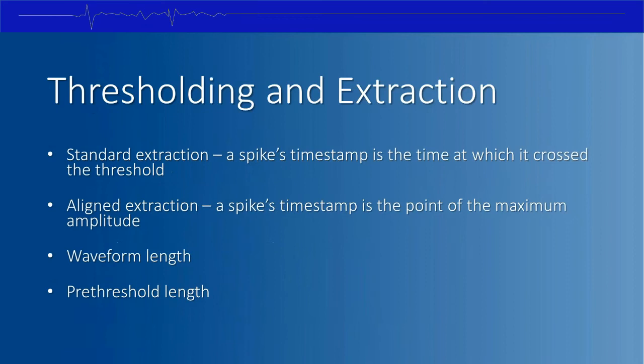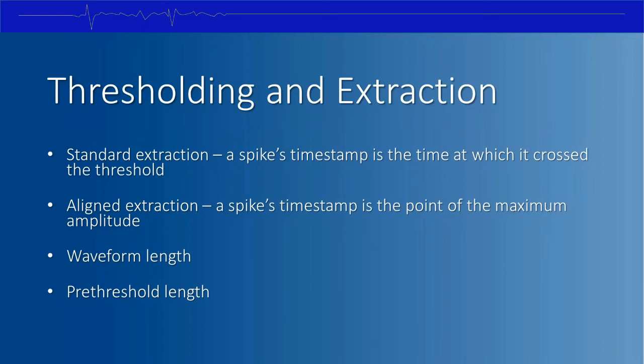Okay. The next topic we'll talk about is thresholding and extraction. Waveforms can be extracted from the continuous spike data online during acquisition. Thresholding is one way to extract a waveform or spike. There are 2 different ways of thresholding with OmniPlex. There's the standard extraction method, where a spike's timestamp is the time at which it crosses the threshold, or there's a aligned extraction, where a spike's timestamp is the point of the maximum amplitude.